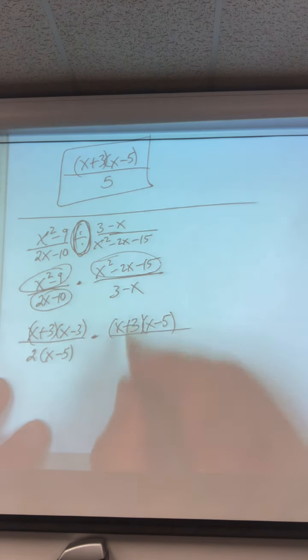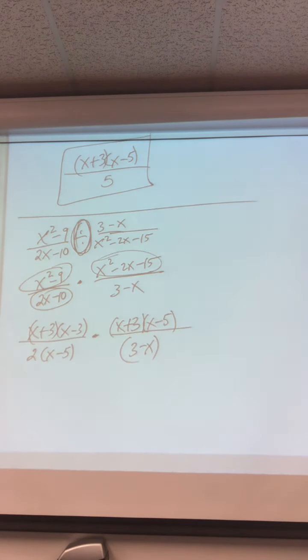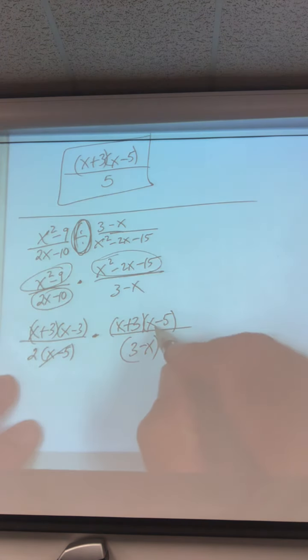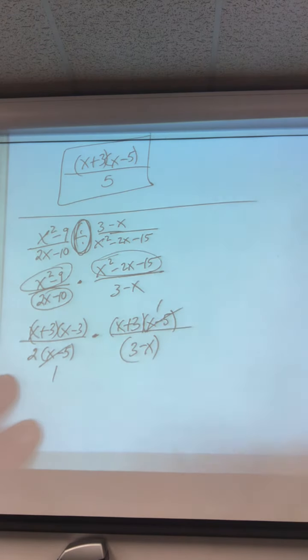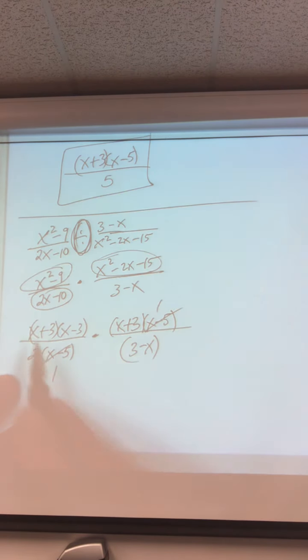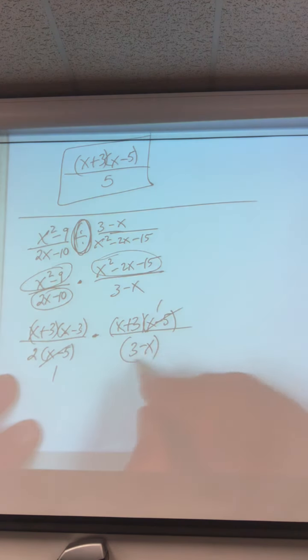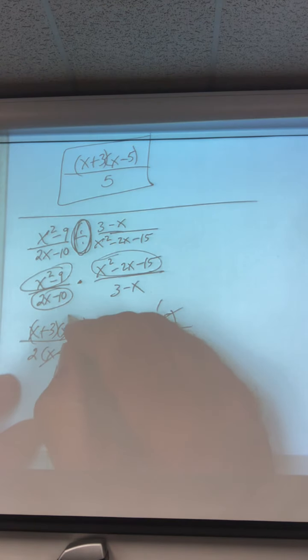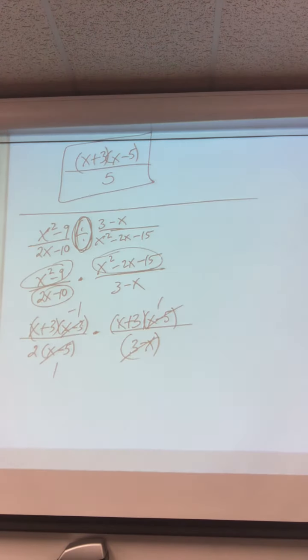And then the bottom, 3 minus x, won't factor. There's no GCF. It's not difference of two perfect squares. Now, cancel common factors. This cancels with this one, leaves 1s. Now, you can't cancel the x plus 3's because they're both in the top. But you can cancel the x minus 3 and the 3 minus x. What did we say about those? Those are negative factors. So that leaves a negative 1.